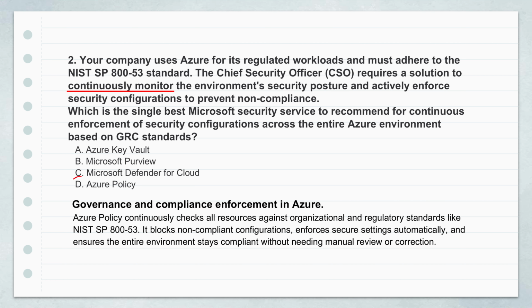So it stops the problem before it starts. Exactly. And second, let's say a resource is compliant when deployed, but later someone changes a setting, maybe accidentally, and it drifts out of compliance. Policy can use its modify or deploy if not exists effects to automatically remediate that violation. It can actually fix the configuration. Wow. Okay, so it's not just a warning light on the dashboard.